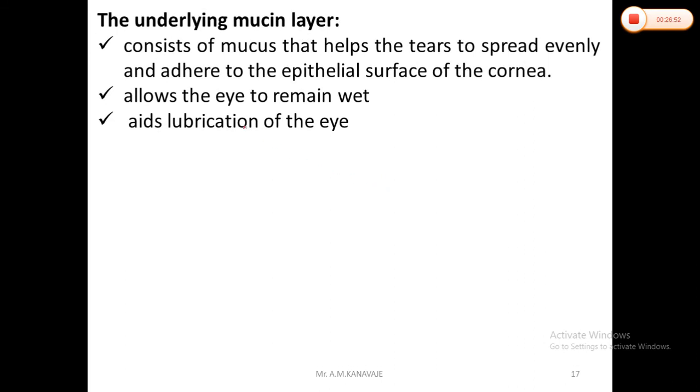Now the mucin layer consists of mucus that helps the tears spread evenly and adhere to the epithelial surface of the cornea, and it also allows the eye to remain wet. Dry eye syndrome, you must have heard of it. So basically this mucin layer prevents dry eye syndrome, allows the eyes to remain wet, and also aids the lubrication of the eye. That is the first layer, the mucin layer.